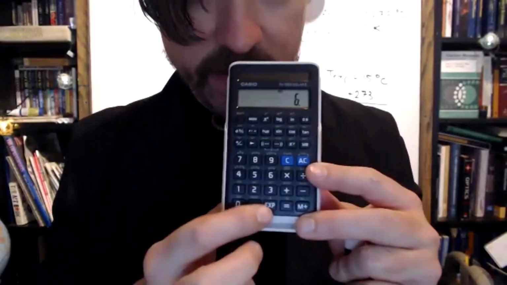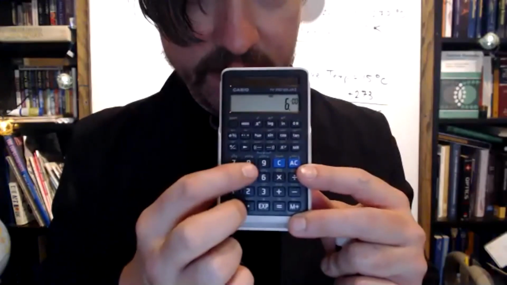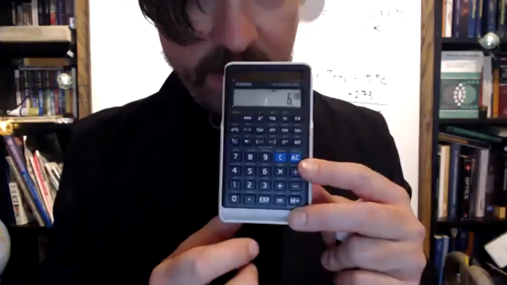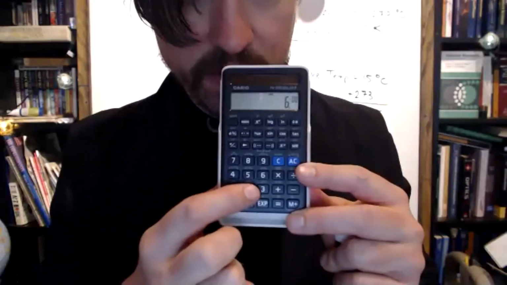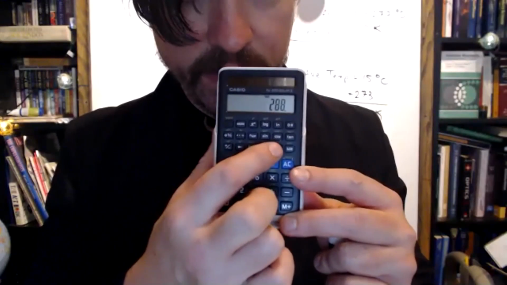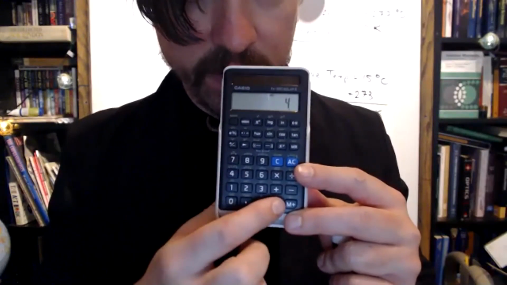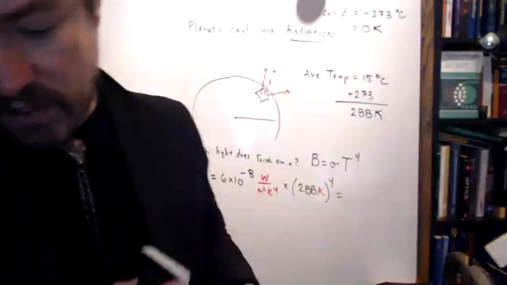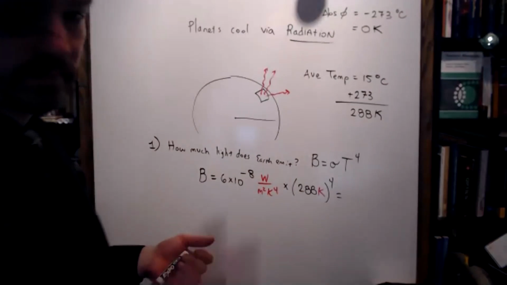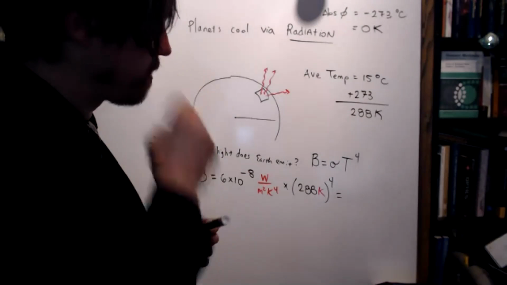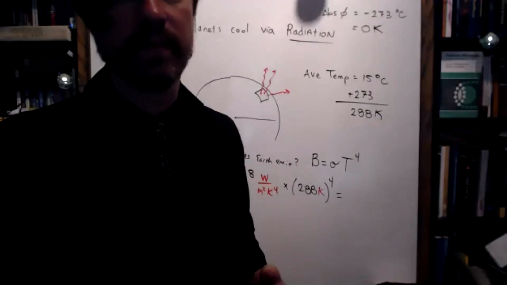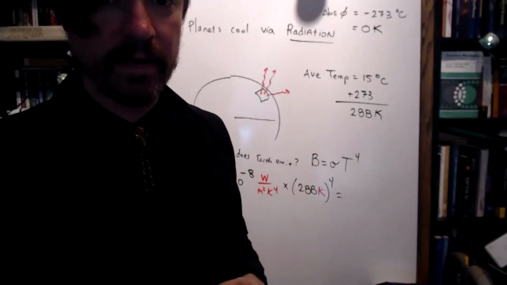Cam got it. You just do 6 exp minus 8. You watching now? Because if you can't do this, you got to watch me. Times 288 to the power of 4 equals. What's my final answer? 2 sig figs. Come on, guys, just give me a number.